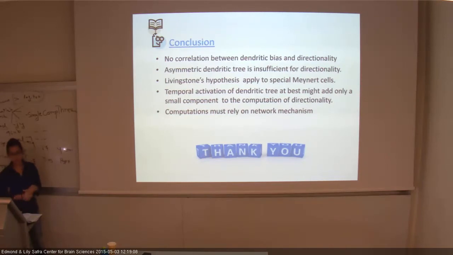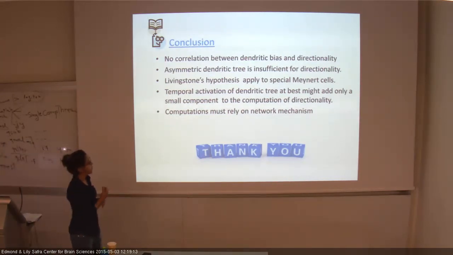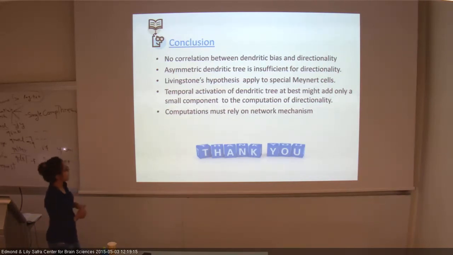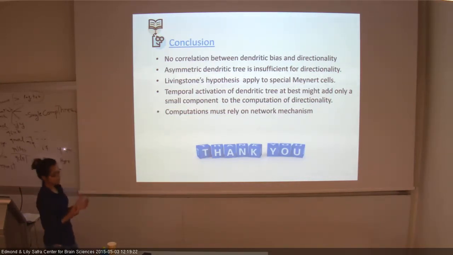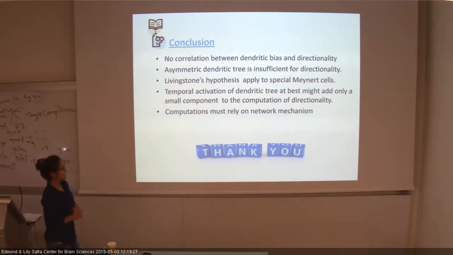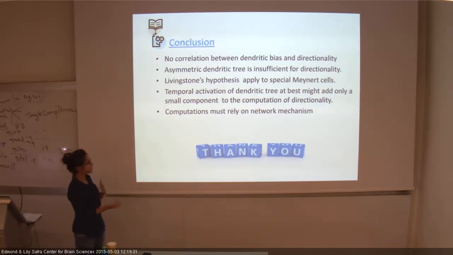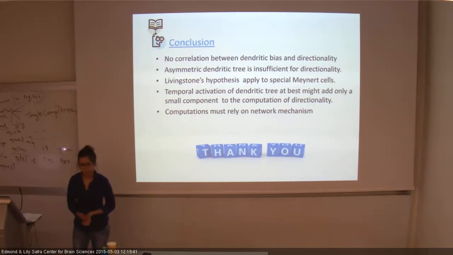So, conclusion: there is no correlation between the dendritic bias, like dendritic asymmetry, and the directionality. It is not a sufficient condition for directionality. And the Livingston hypothesis may apply to some of the neurons, not all. The temporal activation of the dendritic tree has a little contribution to the computation of directionality, not overall dependency, and this computation must rely on a network mechanism. Thank you.